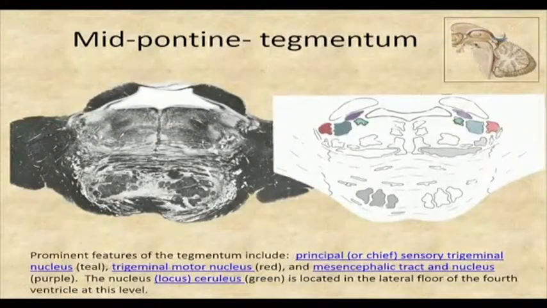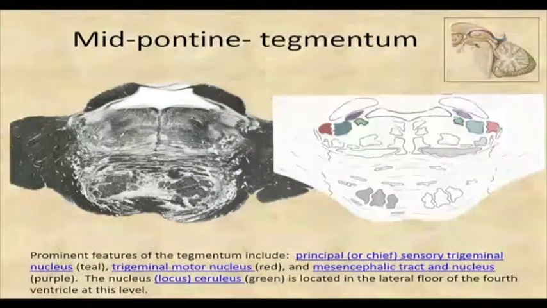All right, so now we've gone up a level to the mid-pontine region. If you notice, the fourth ventricle is starting to get smaller. So when you're looking up here, the fourth ventricle is getting smaller. You still have the rest of the principal or chief sensory trigeminal nucleus that is depicted here.